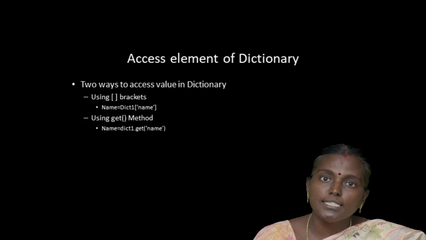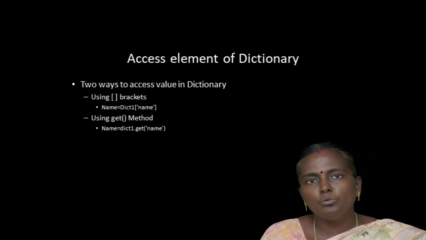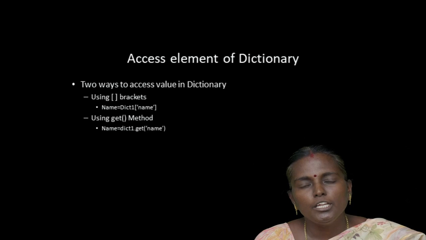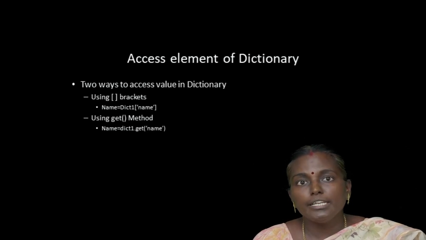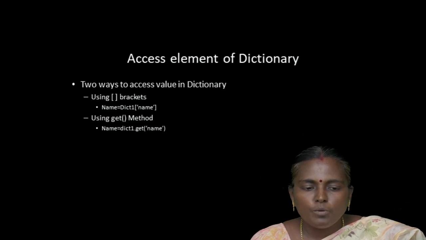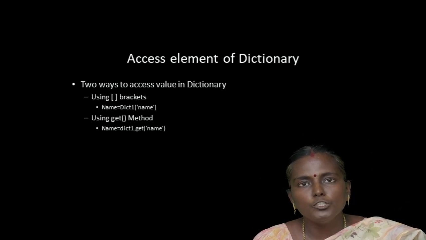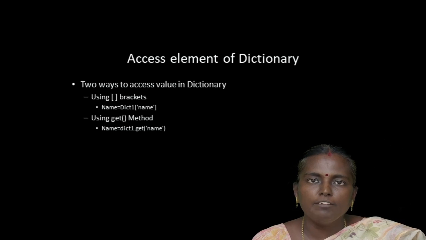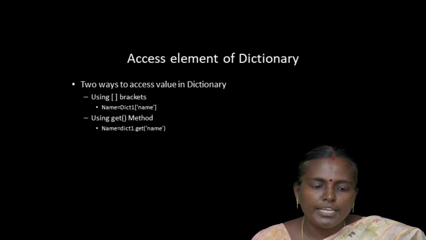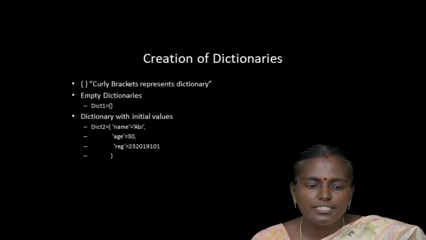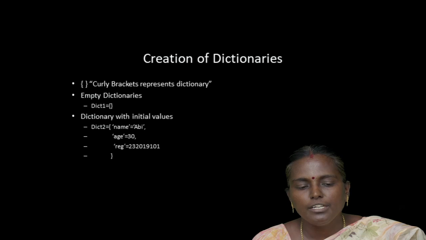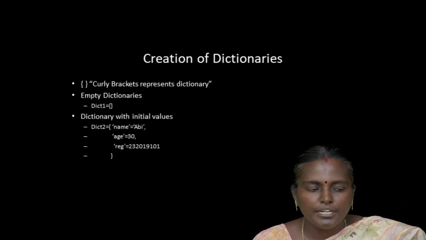To access the elements of a dictionary, there are two ways. You can use the opening and closing square brackets, or you can use the get method. If you are using the square bracket or the get method, the parameter for these two is the key of the dictionary. With the help of the key only, you can get the value of a dictionary. In the example I created in the previous slide, I have the keys name, age, and reg. These three are the keys of that particular dictionary.